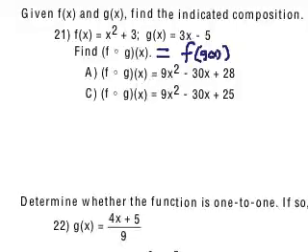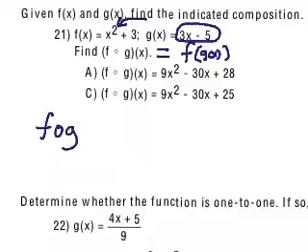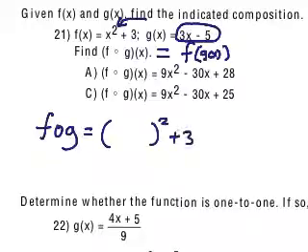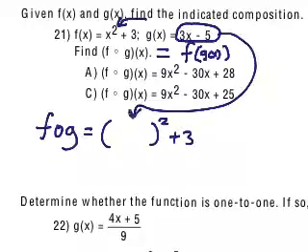So the function g of x, which is this, is going to go inside the f of x. See, we're going to put it inside that x squared. So we could say that this f circle g, or f composed of g, is this thing squared plus 3. And this thing is this, I'll stick that in there: 3x minus 5. Okay, so all we have to do is simplify this.